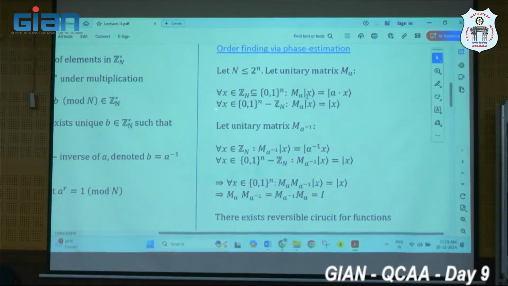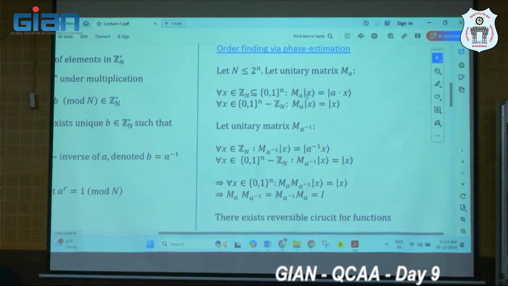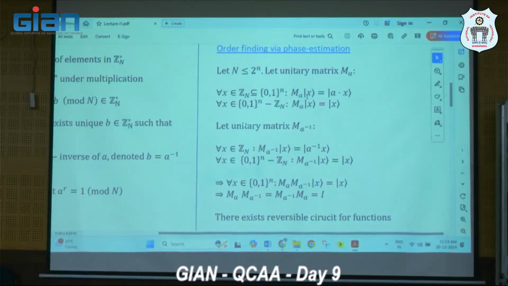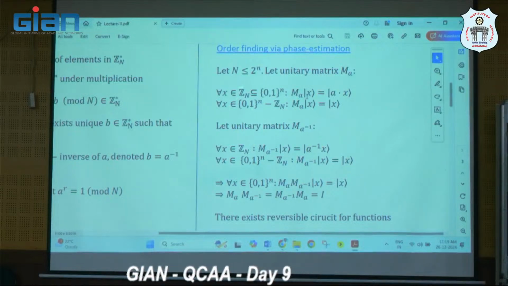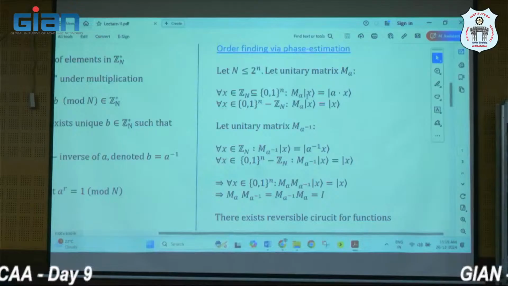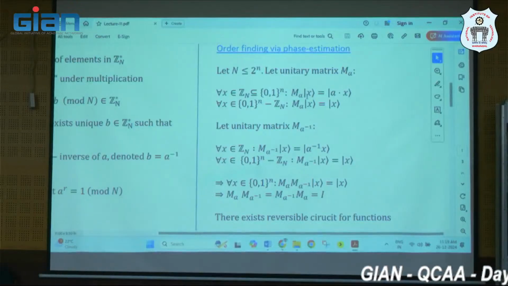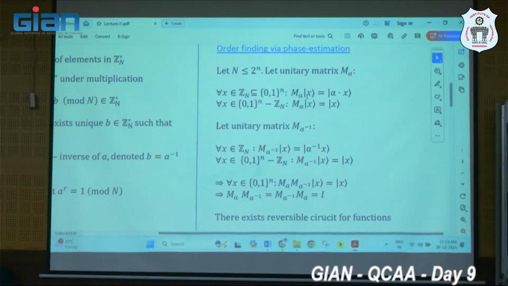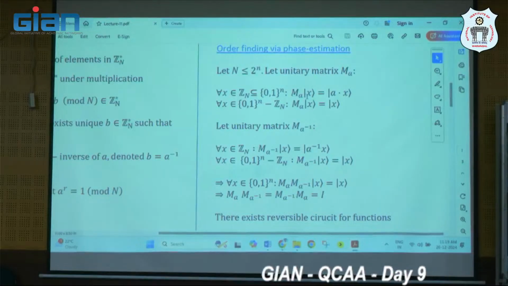Now this is only to take care of the elements outside. Suppose capital N is not 2 to the n, so it will be a subset of 0 to 2 to the n. To take care of things outside, we just define MA x equal to x. That is only a technicality to take care of things outside. But for now, let's forget about it. Think of capital N as 2 to the n, so this issue is not even there. Agreed?